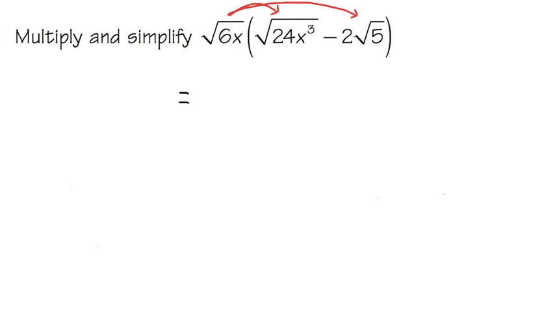For the first one, we are going to multiply the square root of 6x times the square root of 24x to the third power. So we look at this inside times that inside, and let's work this out. 6 times 24, that's 144. And then this is x to the first power times x to the third power. When we multiply, we add the exponents, so we have x to the fourth power. And remember, we still have the square root, okay?